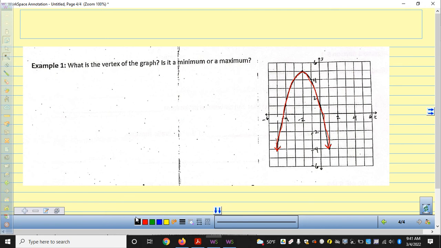All right, everybody have something? So where do we think the vertex is located? -2. So we're going over here to -2 and 5 up there. So the vertex is at -2, 5. Is that a maximum or a minimum? Maximum. It's a maximum. It's at the top.